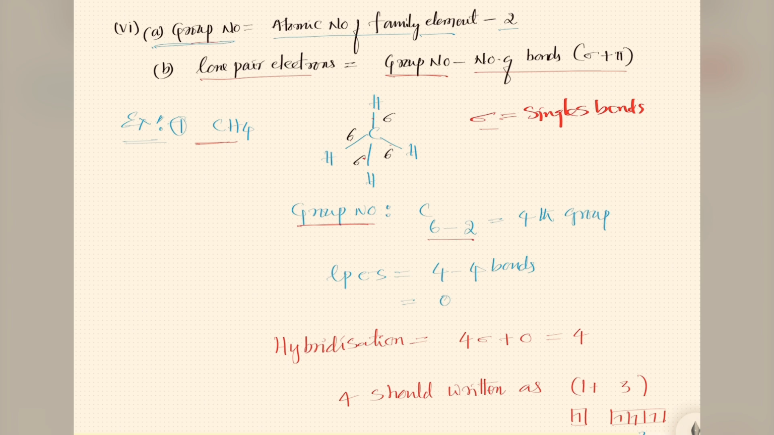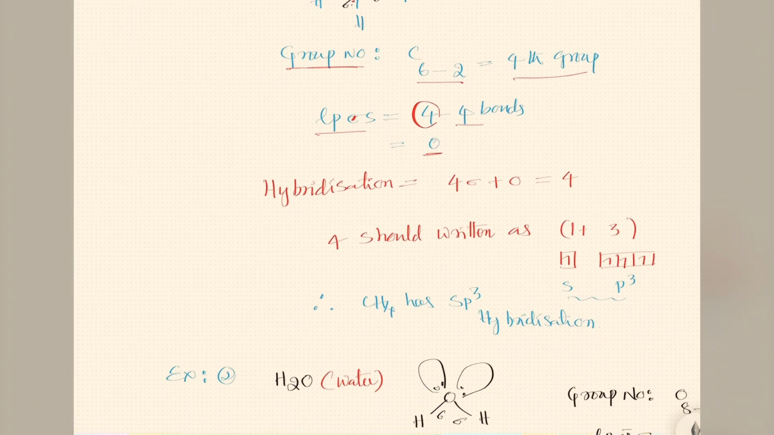This is the family element, so we get 4. Now we have to find the lone pair electrons. Lone pair electrons equal group number 4 minus number of bonds, 1, 2, 3, 4 bonds. So 4 minus 4 we get 0. So no lone pairs are there in this molecule because all four valencies participated in bonds. No lone pairs. Clear? Now how to write the formula?